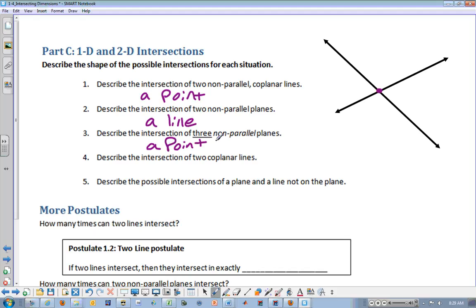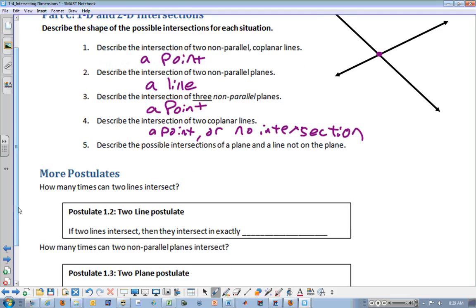All right. And describe the intersection of two coplanar lines. Is that the same thing? Oh, okay. Same thing. Two non-parallel coplanar lines. Well, here we didn't say it's non-parallel, so we could say a point or no intersection. So I guess that's just a bad question. Since we didn't say they couldn't be parallel, we got two answers. Anyway, don't worry about it.